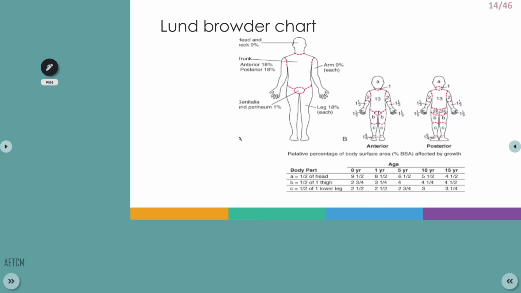Now another chart is the Lund-Browder chart. It is used because the Wallace rule, or the rule of 9, is not very good for children. They won't get an approximate percentage in children because of the difference in surface area, as their head is larger. So we need a different scoring system for children. For that we have the Lund-Browder chart, where the percentage varies depending on the age of the patient, especially in the head, thigh, and leg.